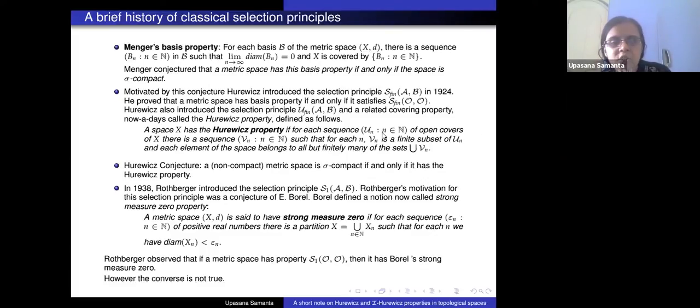If for each sequence of open covers U_n of X, there is a sequence V_n such that for each n, V_n is a finite subset of U_n, and each element of the space belongs to all but finitely many of the unions. Clearly, every sigma-compact space is a Hurewicz space, and if a space has the Hurewicz property, then it is Lindelof. So the Hurewicz property lies in between sigma-compactness and the Lindelof property.